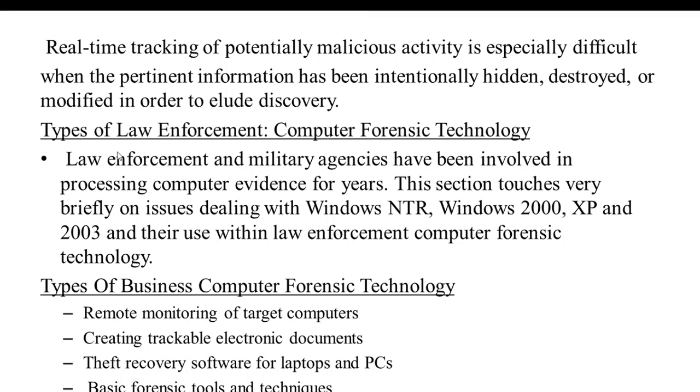In computer evidence processing procedures, we should conform to the federal computer evidence processing standards. The computer processing procedures have been developed by the US Treasury Department. Training and certification programs have also been developed by the International Association of Computer Investigation Specialists. For these reasons, computer forensics trainers and instructors should be well qualified to teach the computer processing methods and procedures. The next one is types of business computer forensics technology.